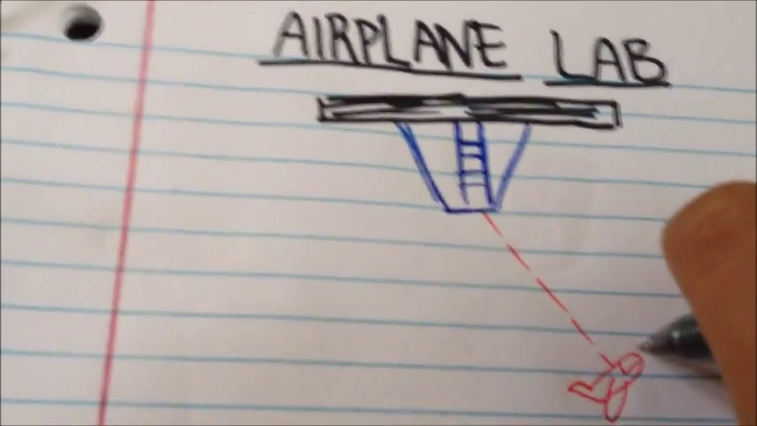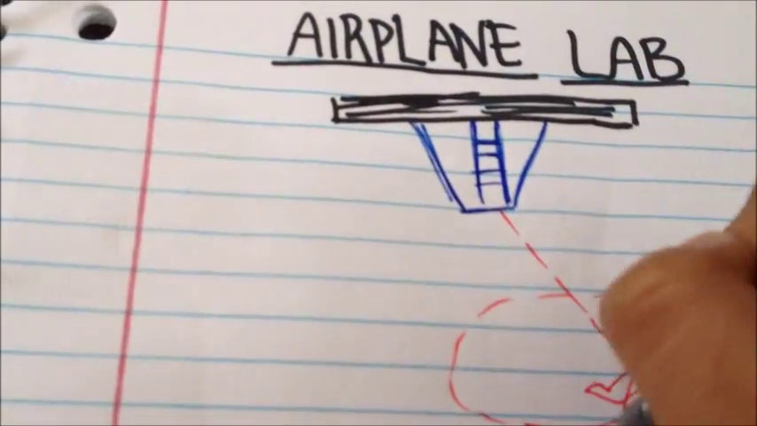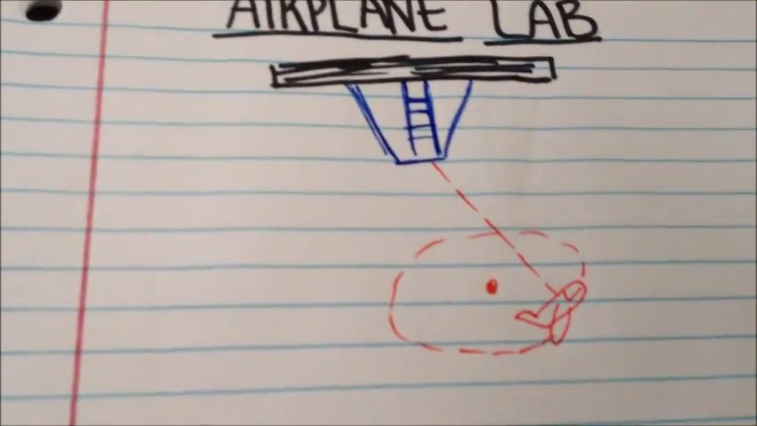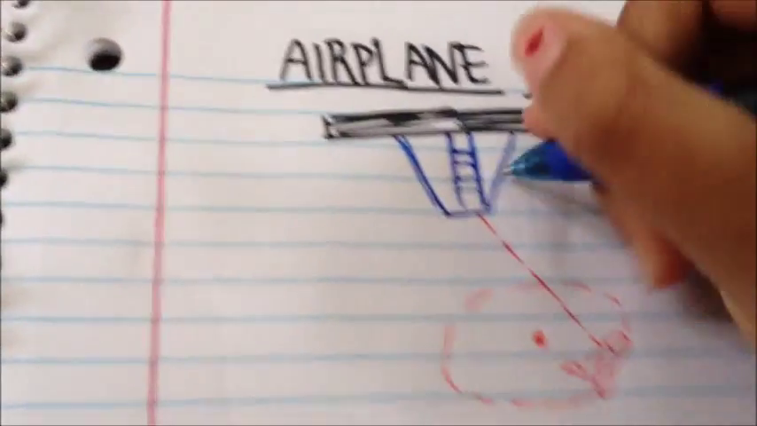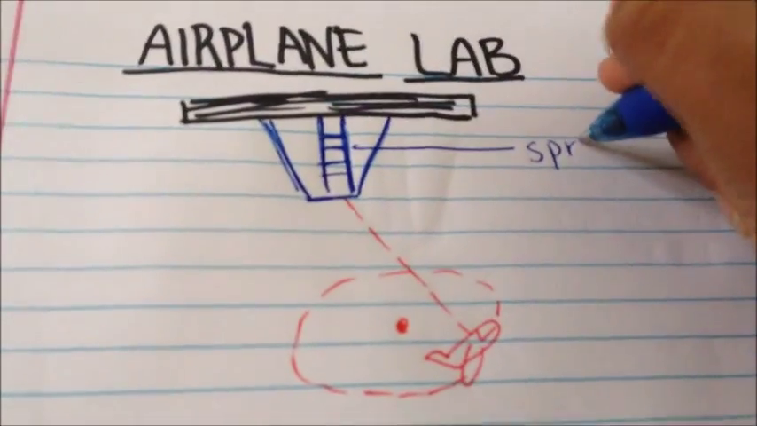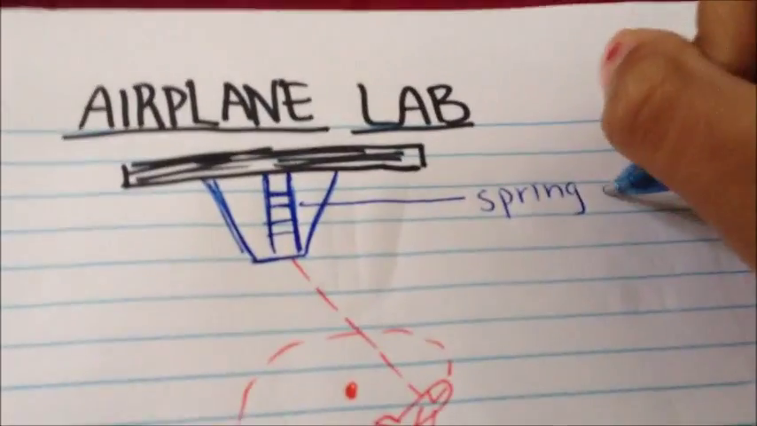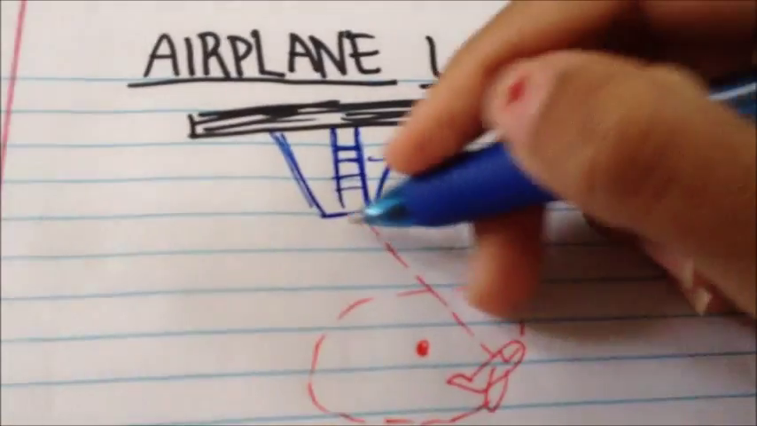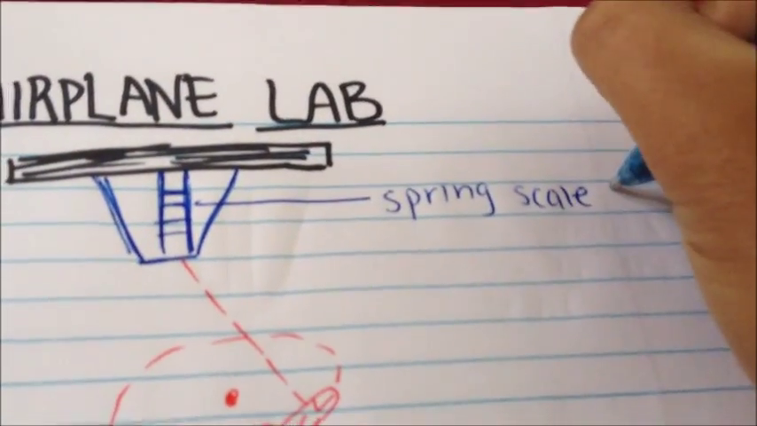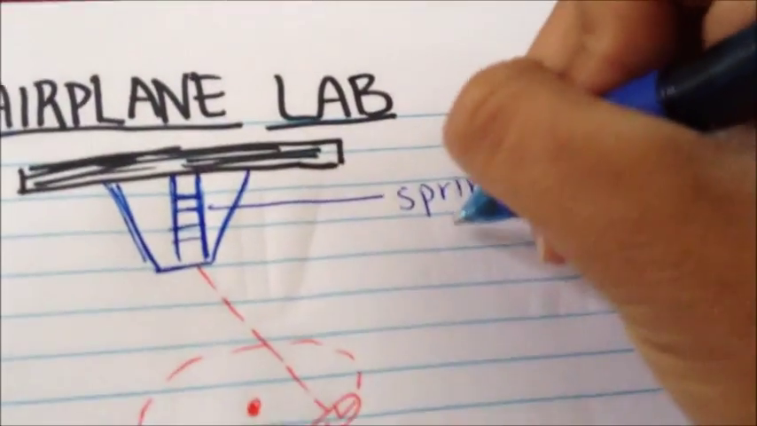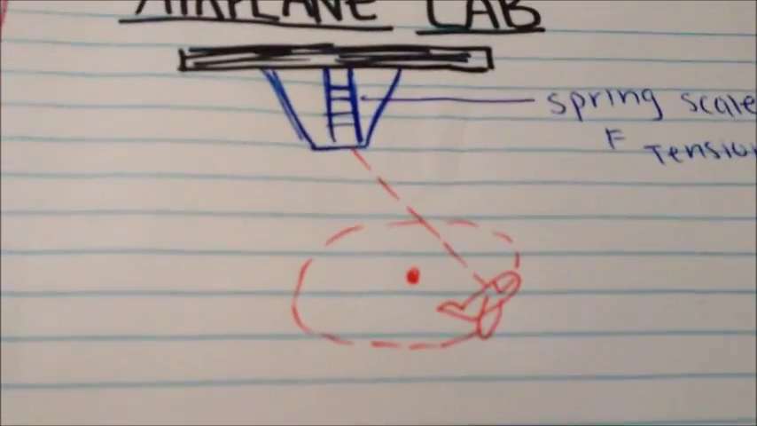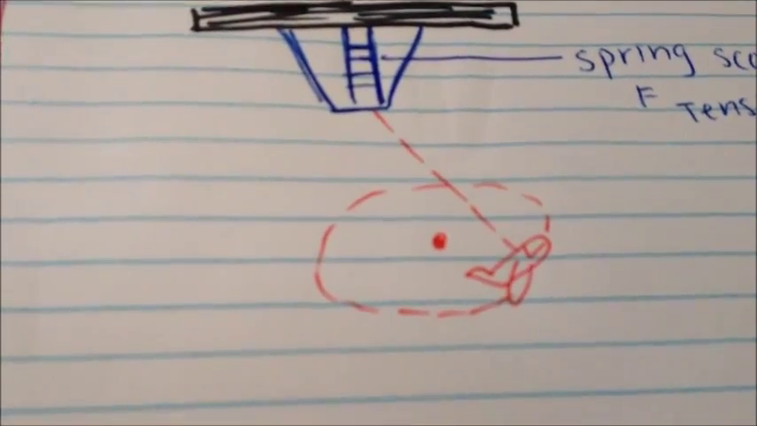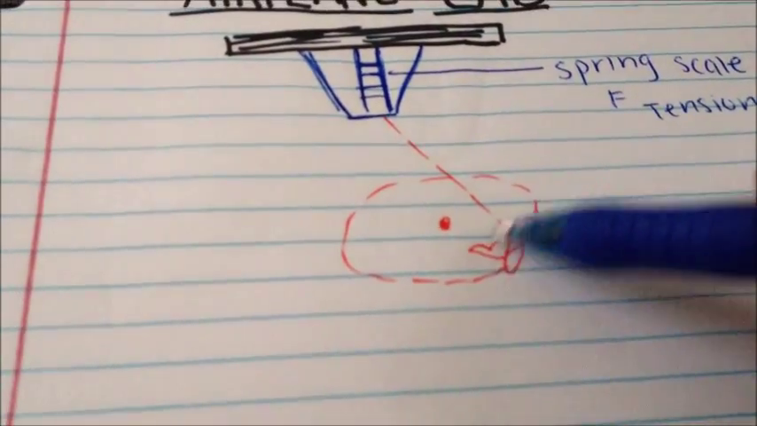And we know that this plane is traveling in a circular motion around a fixed point, that's the center. Okay, so this spring scale reads the tension that is on this string. Reads F tension. Now we know that this plane is traveling at a constant speed around the circle. So let's first draw a force diagram for this plane.